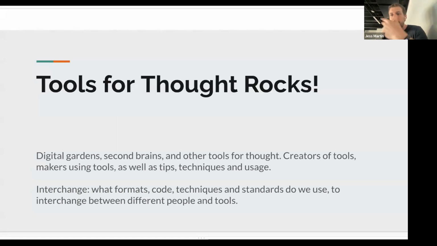Tools for Thought Rocks is a meetup group and just a group of like-minded folks where we talk about everything from tools for thought, digital gardens, second brains, whatever you want to call these things. This is a group for both the creators of tools and makers that use these tools, to share tips, techniques, usage. How are we using our computers and our tools to help us think better? One additional focus is interchange: how do we actually make these tools work together, as opposed to focusing on any specific tool.